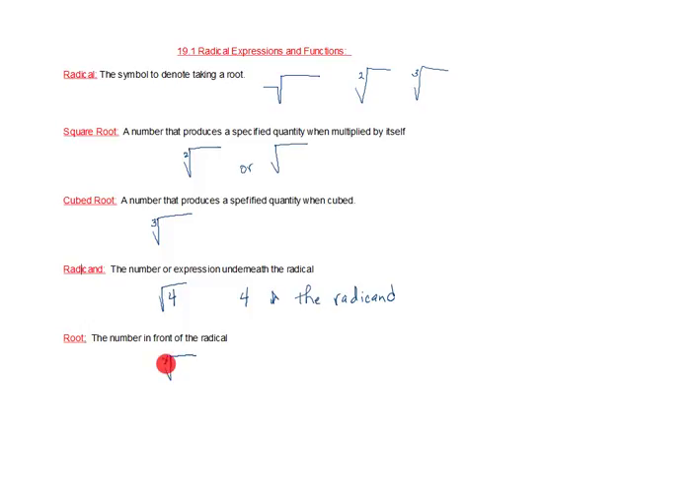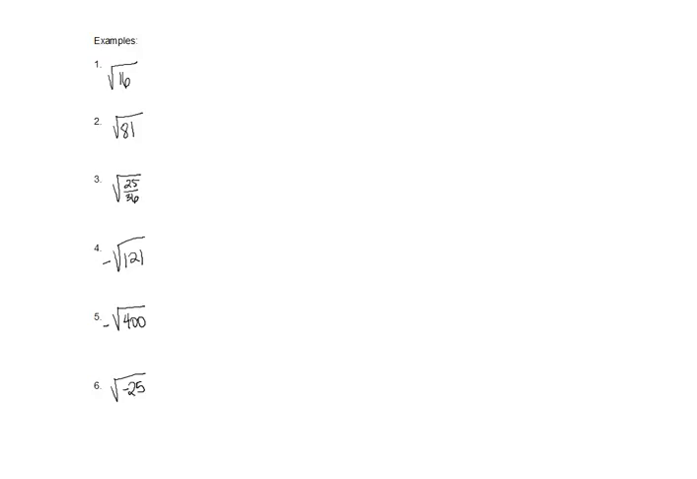So if we move on, we can go into a couple examples here. We can see our first example is the square root of 16. Well, we know that 16 is 4 squared. So we are looking for the square root of 4 squared, which will be 4. So we can say the square root of 16 is 4.